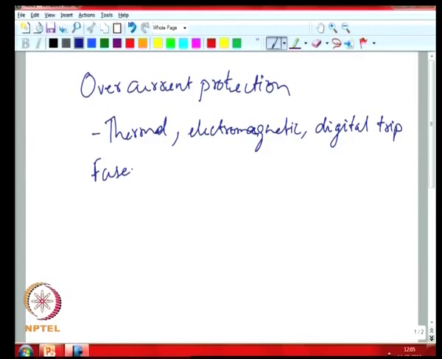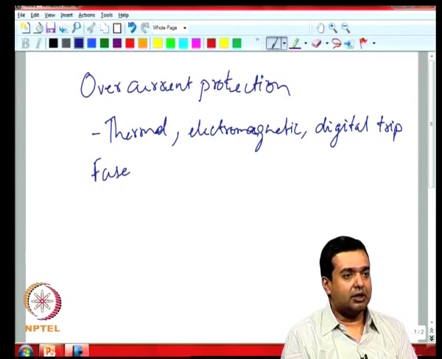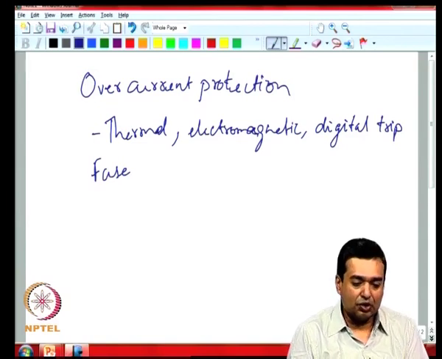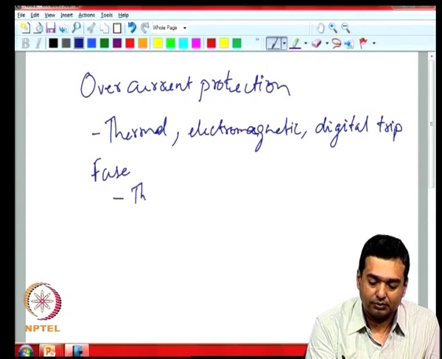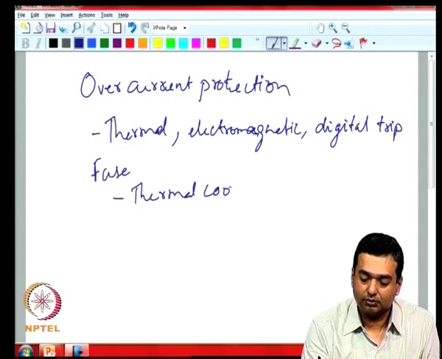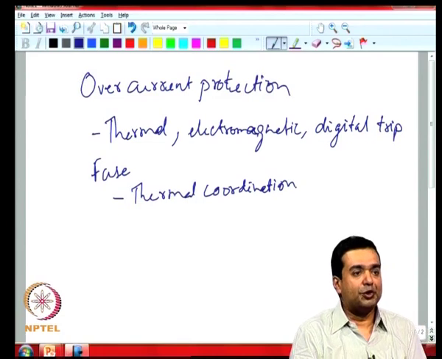So, if you look at a fuse, for a fuse you are talking about essentially thermal coordination, and you are selecting your fuse based on the point at which your fuse would start melting. So, you are depending on the fuse melt curve. Okay.